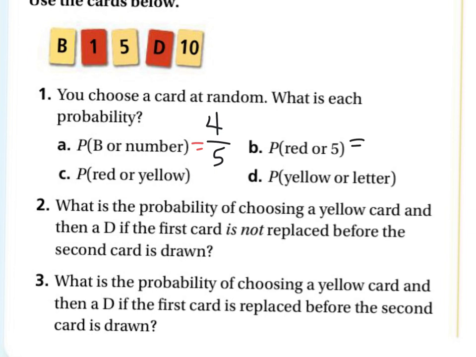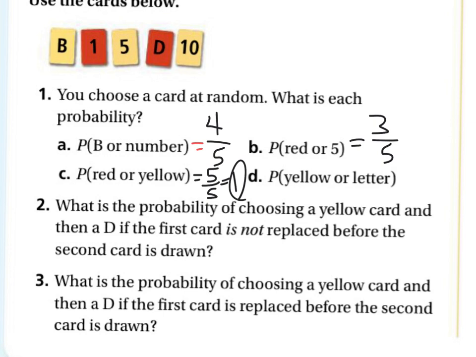Part B, probability of a red or a 5. So for that one, these are supposed to be red. So we've got 2 reds and 1 5. So that's a total of 3 out of 5. Part C, probability of a red or a yellow. So we have 2 reds, we have 3 yellows. That's 5 out of 5 or 1, we can say. 100% chance we're going to get a red or a yellow.